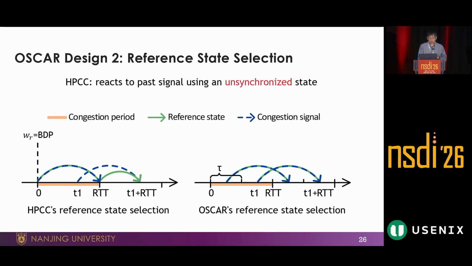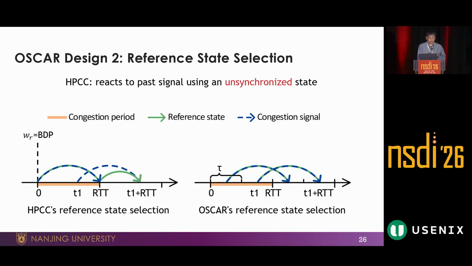This is the first design. The second design, we use reference state selection. This is a very interesting observation. We found that all previous congestion control are actually unsynchronized. They send the data and observe the congestion signals, and they react. But what they are reacting to is actually a state. It's not synchronized, as we can see from the left figure.